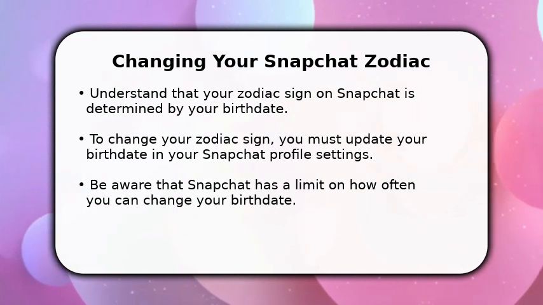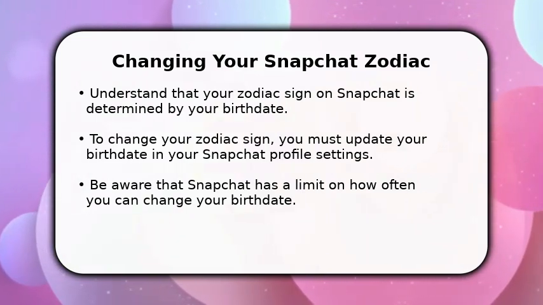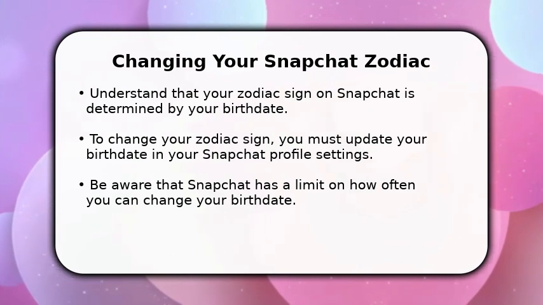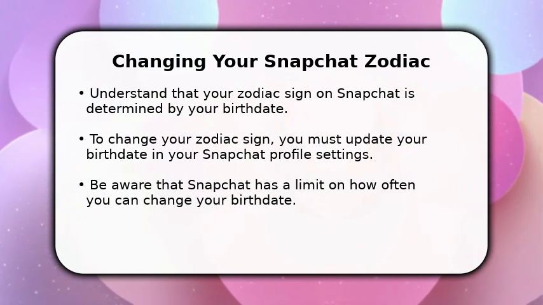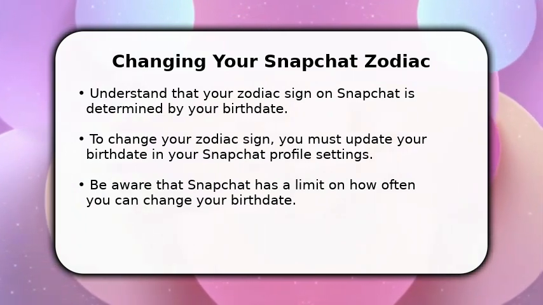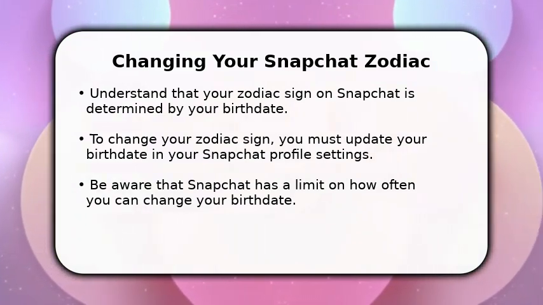Remember, Snapchat allows you to modify your birth date only a limited number of times, so ensure you enter the correct information to reflect your desired zodiac sign accurately. This process is straightforward and takes just a few moments.